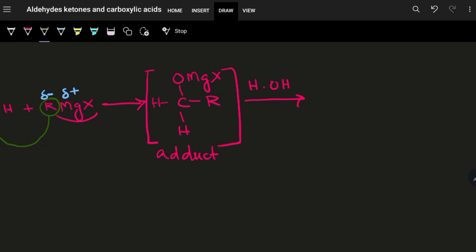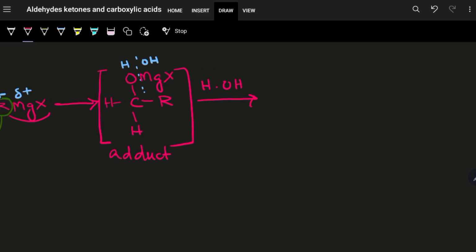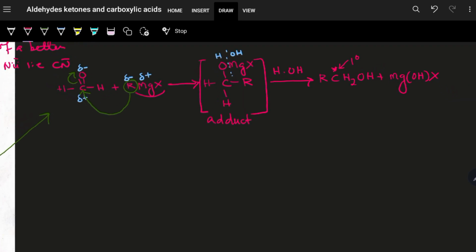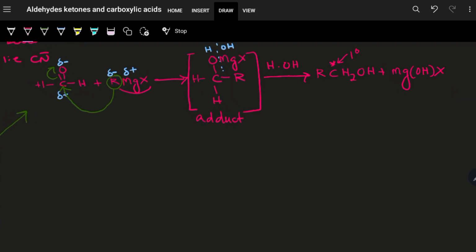And when it hydrolyzes, this bond breaks. The oxygen to magnesium bond breaks. Oxygen can hold H, Mg can hold OH. And you can get RCH2OH, which we can see is a 1 degree alcohol, plus a side product which is MgOHX. So when you use formaldehyde, you get 1 degree alcohol.